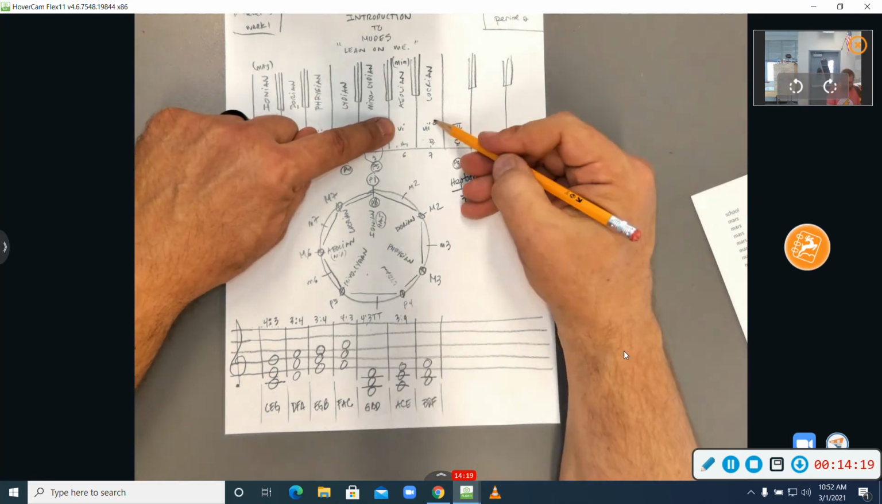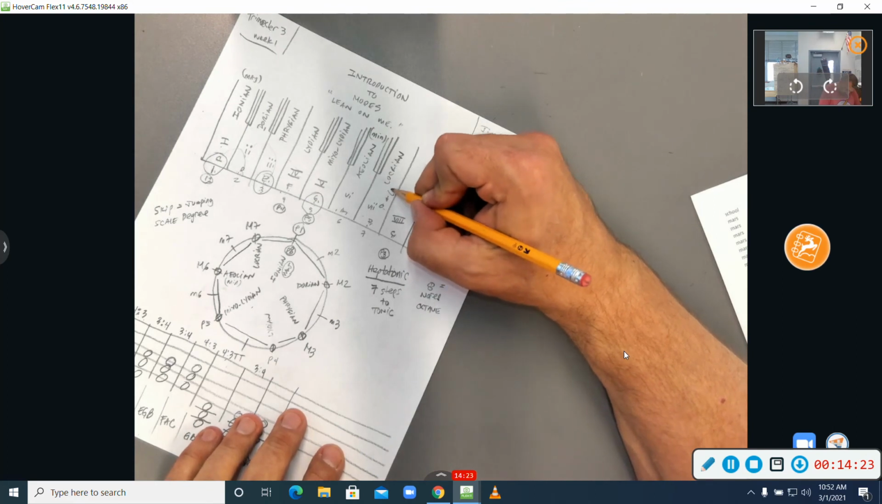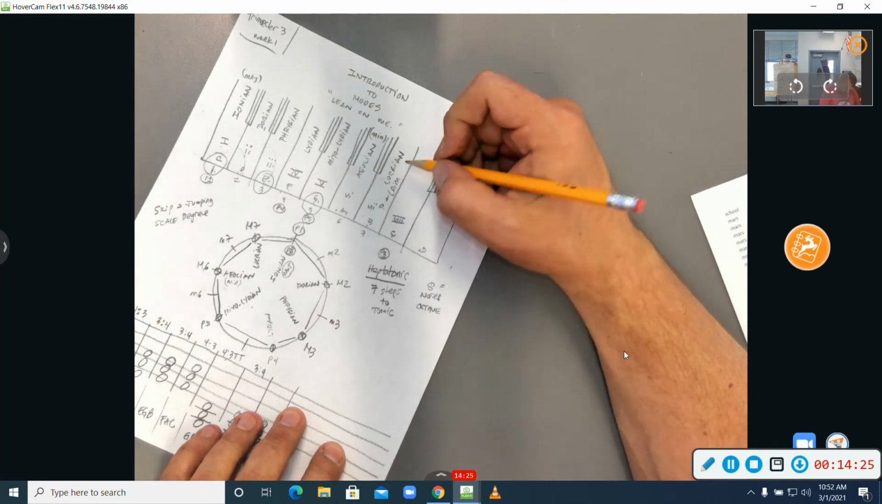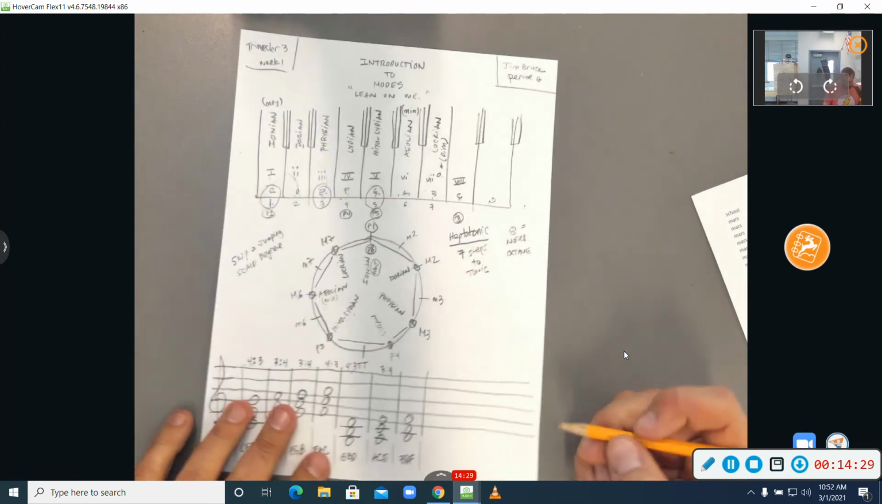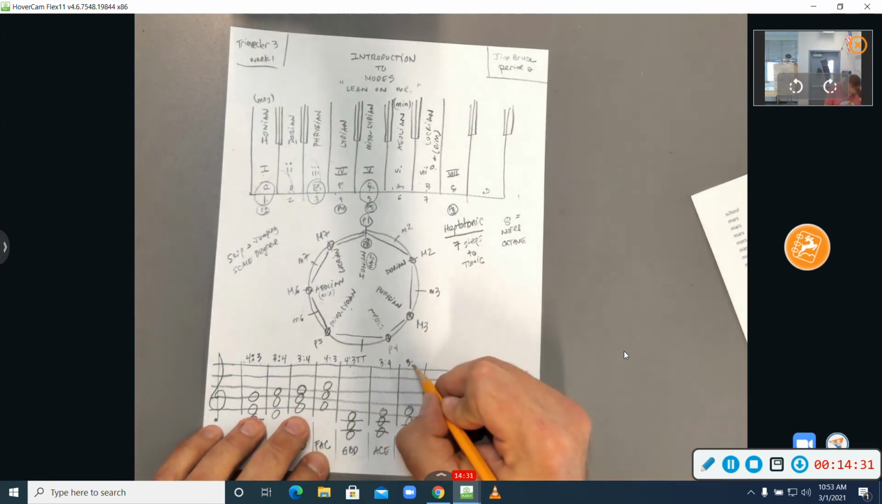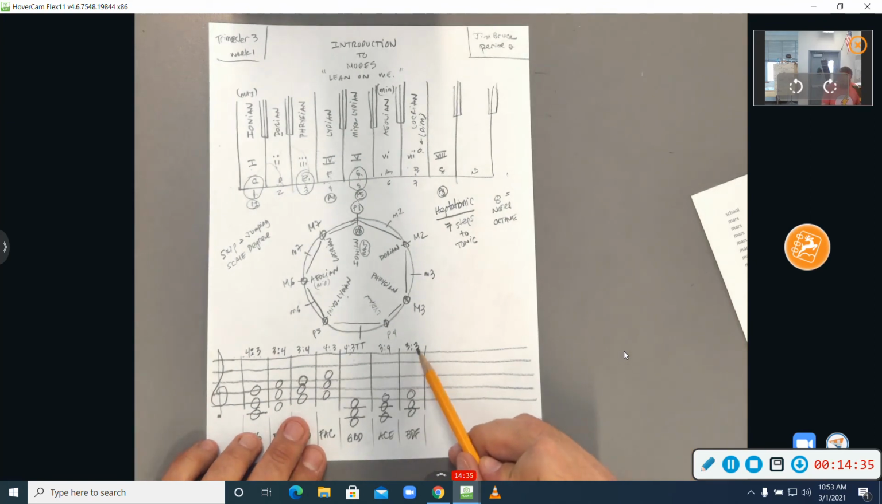And here's the only one that's weird. This little circle here, that little indication suggests what's called diminished. Diminished means that the relationship is 3 half steps and 3 half steps.